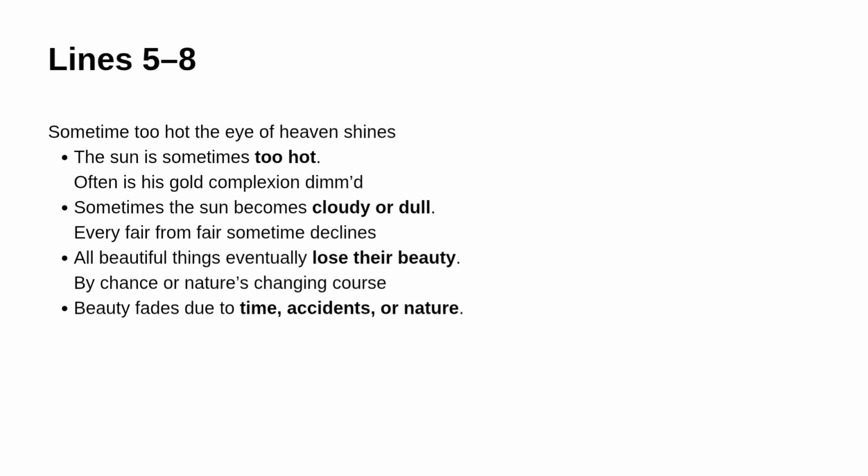Taken together, these four lines strengthen Shakespeare's central argument. The poet demonstrates that nature itself is unstable and temporary. The sun can be too hot, its brightness can fade, and all beauty eventually declines due to time or chance. By highlighting these weaknesses in nature, Shakespeare prepares the reader for the important contrast that appears in the next part of the poem, where he will claim that the beloved's beauty is not subject to these limitations.